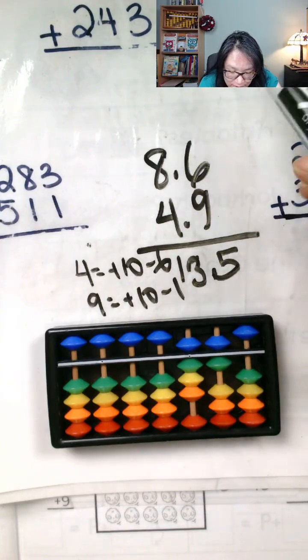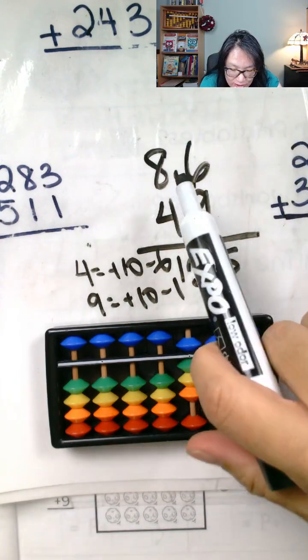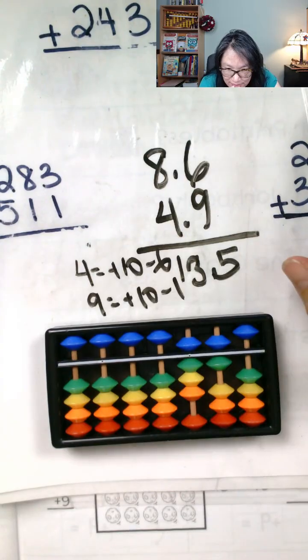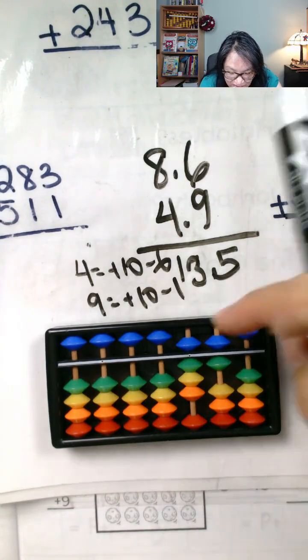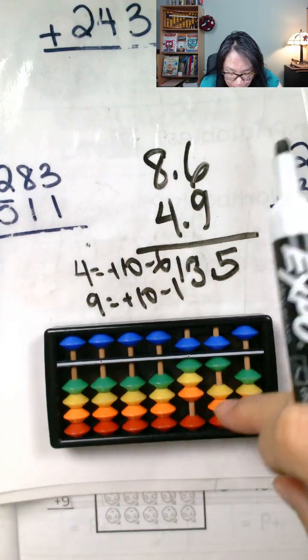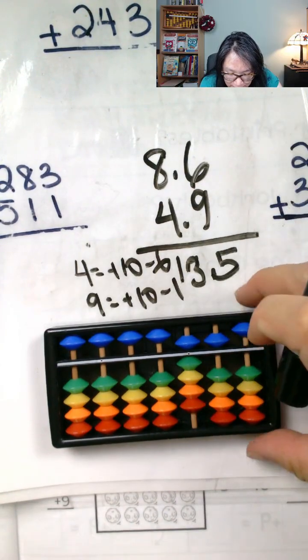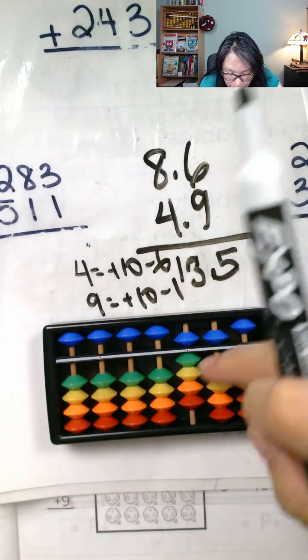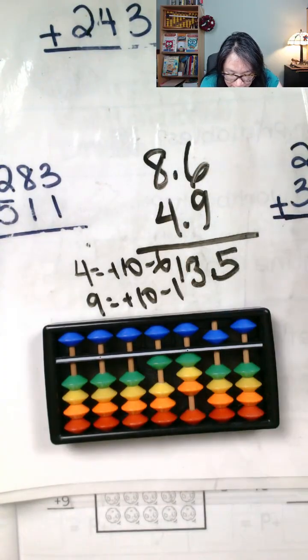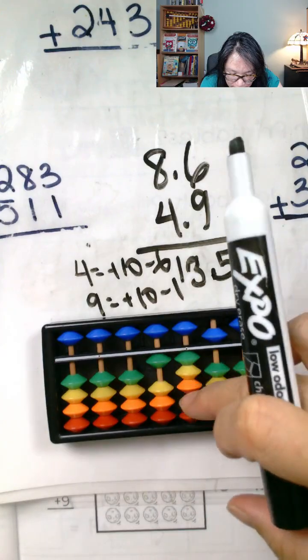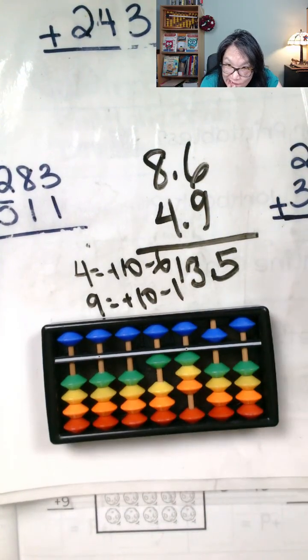A decimal is just another place value. It just separates the ones from the tens. That's it. So we add the 9 plus the 10 minus the 1. And then we add the 4 plus the 10 minus the 6. So my final answer is 13.5. Don't be scared. It all works the same.